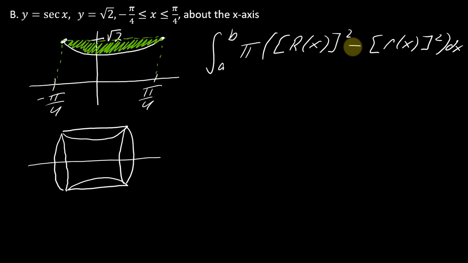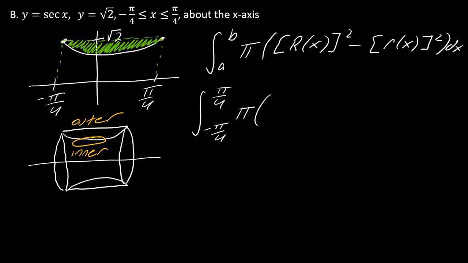Okay, and so now I just need to identify what's the outer radius and what's the inner radius, and that's where the solid helps. This part here is going to be your inner, and this part here is your outer. So the outer is this line here of square root of 2, and the inner part of the radius is this secant x. So now we can just plug everything in, and this goes from negative pi over 4 to pi over 4. So this will be square root of 2 squared minus secant x squared.